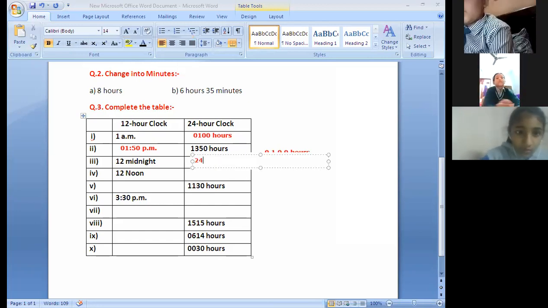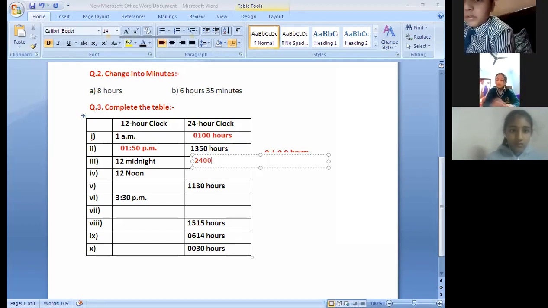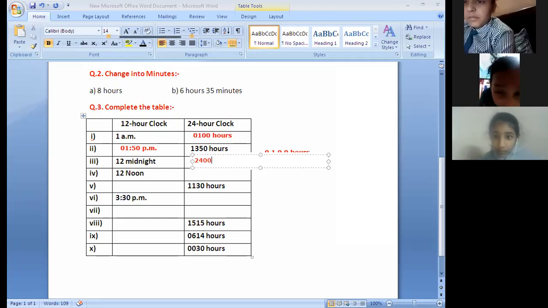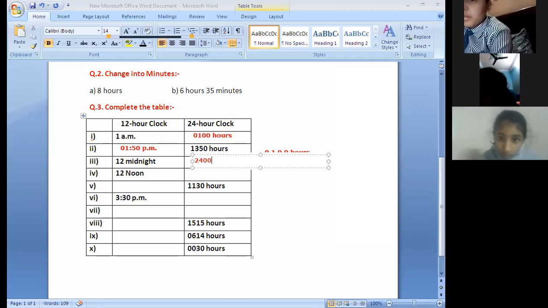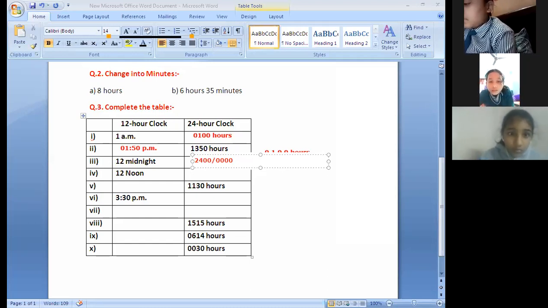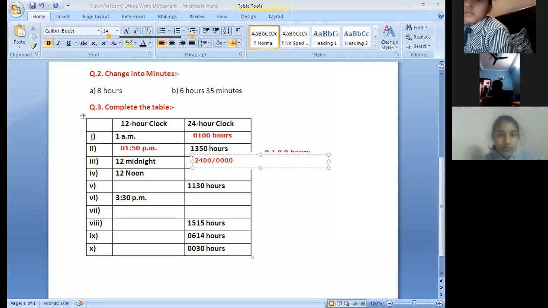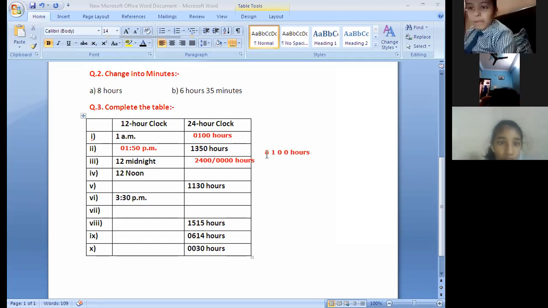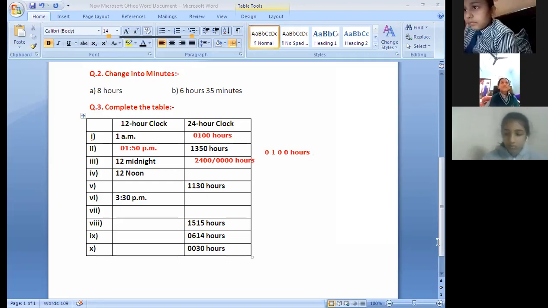So we can write here 2400. Okay, and one more thing, beta: we can also write the same time using 4 zeros, as I have already informed you. If we are talking about the beginning of the day, we write 0000. If we are talking about the end of the day, the time is the same, 12 o'clock, so we put 2400. And we write hours over here. Clear? Yes, ma'am. And the rest of the questions ma'am is going to send you through WhatsApp. You are going to complete them by yourself.